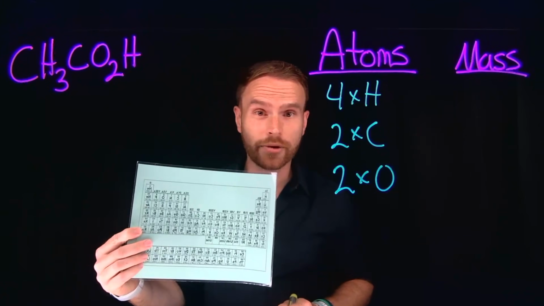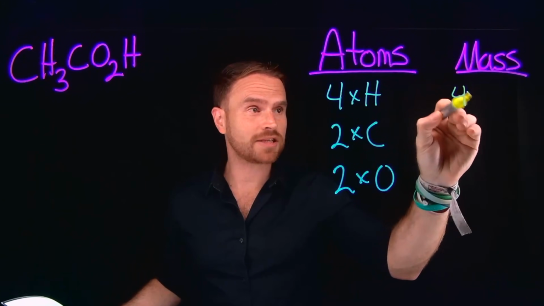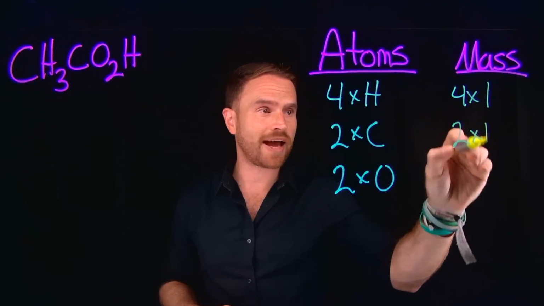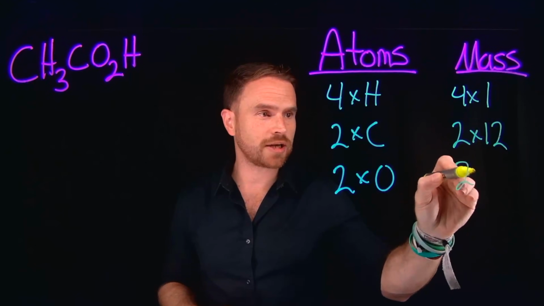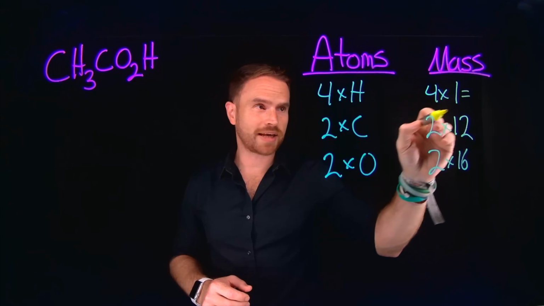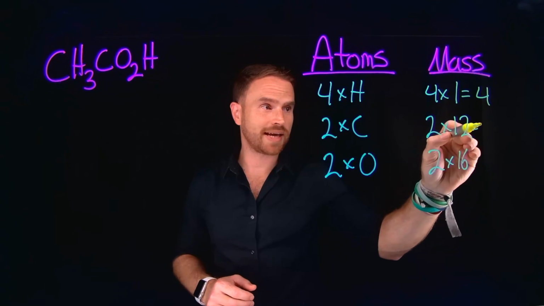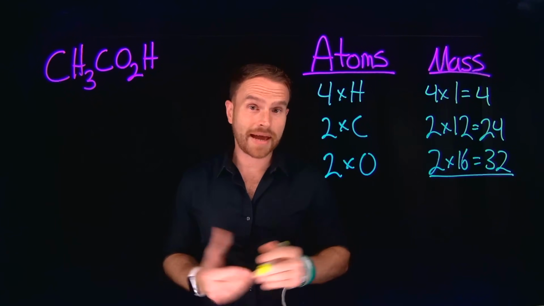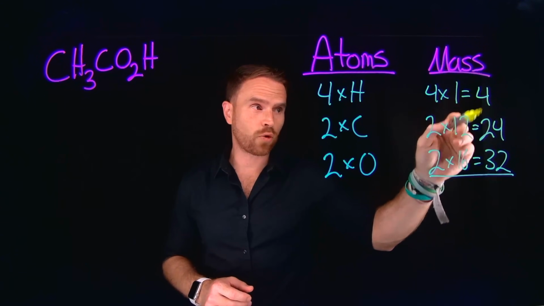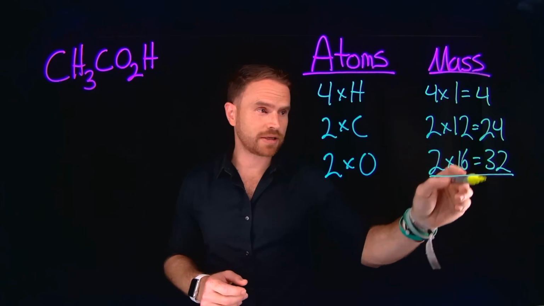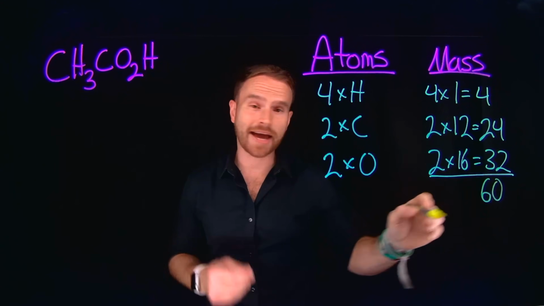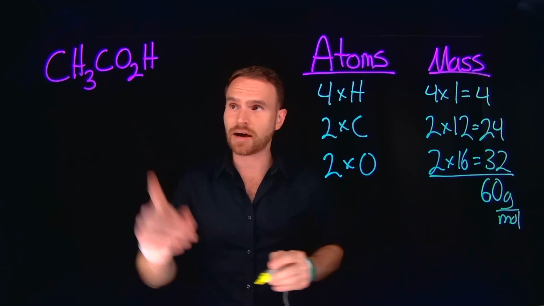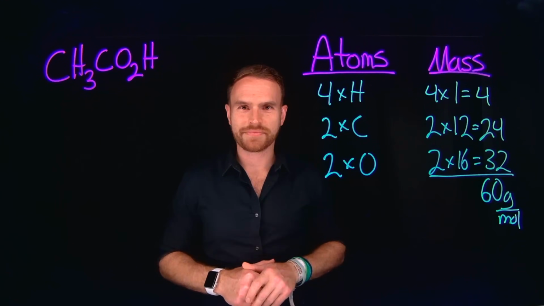And again, we go to our periodic table. We see that hydrogen has a mass of around 1 atomic mass unit, and we see that carbon has around 12 as its atomic mass unit, and then remember oxygen has 16. From here, we can do that multiplication and get 4 from hydrogen. We would get 24 atomic mass units from carbon and 32 coming from oxygen. And then from here, we just need to add these values up. 4 plus 24 is 28. 28 plus 32 is going to give us a total of 60. And remember, the units are grams per mole because there are 60 grams of acetic acid in 1 mole of acetic acid.